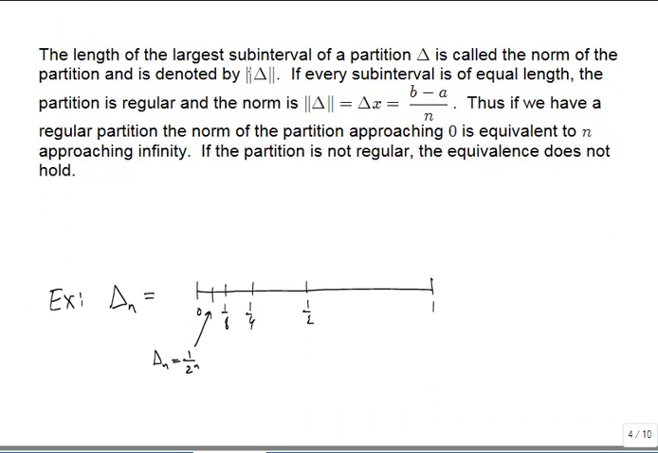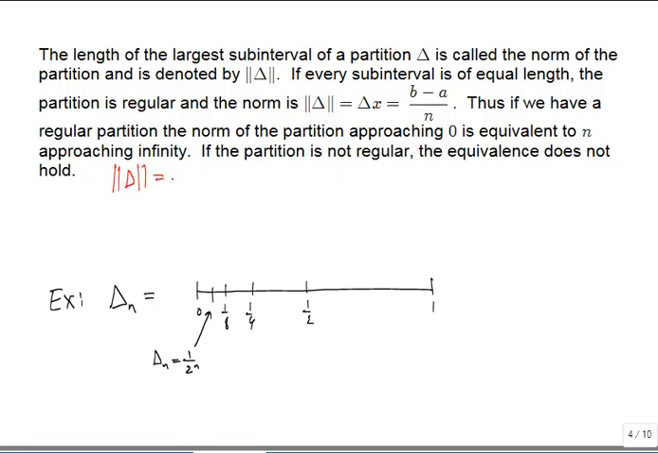So the length of the largest subinterval of a partition is called the norm of the partition, and it's denoted by this notation right here. If every subinterval is of equal length, then that partition is regular, and we already know what the norm is going to be. The norm is just going to be that delta x, which is equal to b minus a over n.